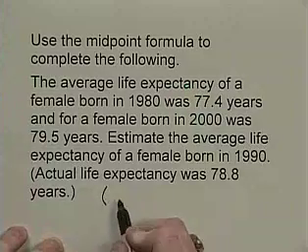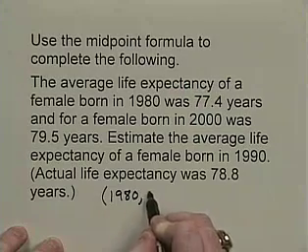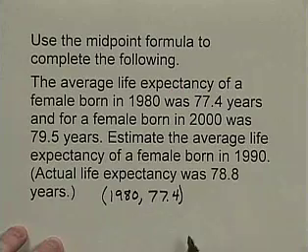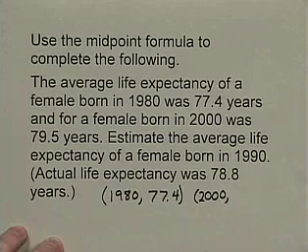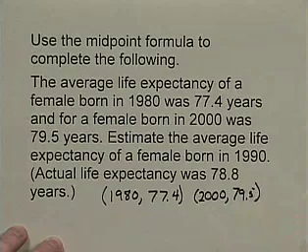All right, so how are we going to do that? Well, first, we have 2 points, if you think about it. In 1980, the life expectancy was 77.4 years. In 2000, the life expectancy was 79.5 years. So these are our 2 points.